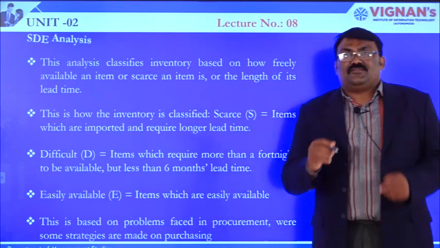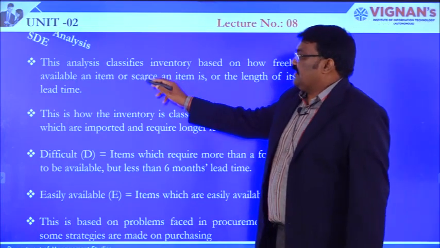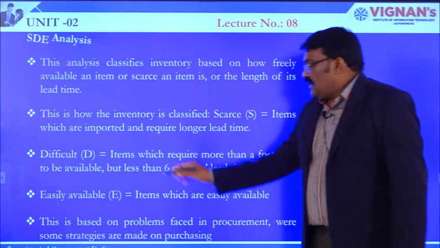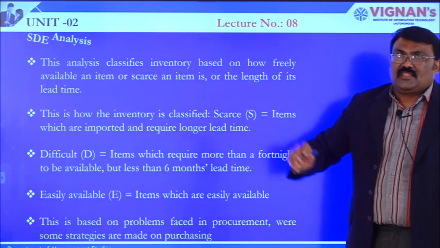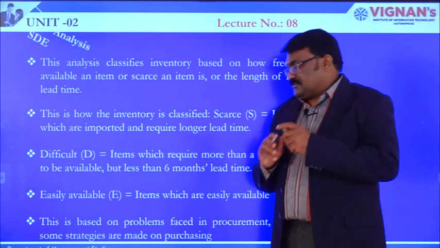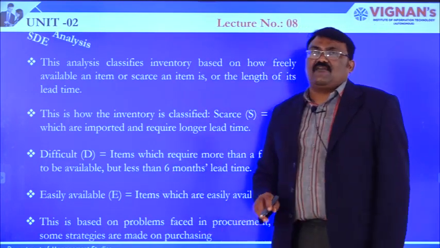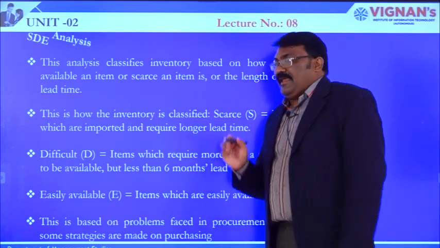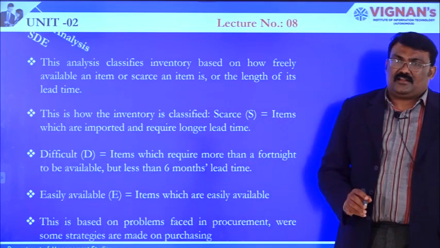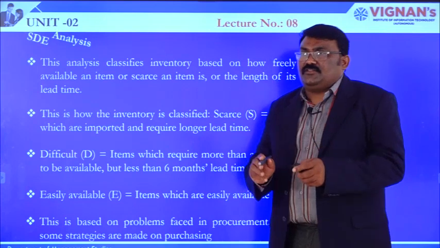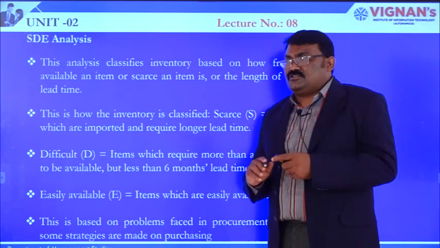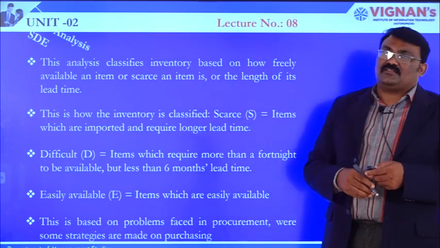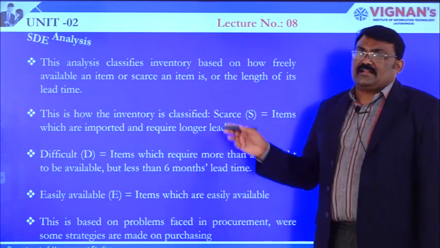Now, if the lead time is very high, then the product category will come under the scarce case. If the lead time is to some extent nominal, it will come under the difficult. If the lead time is very less, it comes under easily available. So, under this category, we understand that based on the availability of the raw material and the ordering of the raw material, how much time it takes to get the raw material, we would be classifying the SDE categories as such.